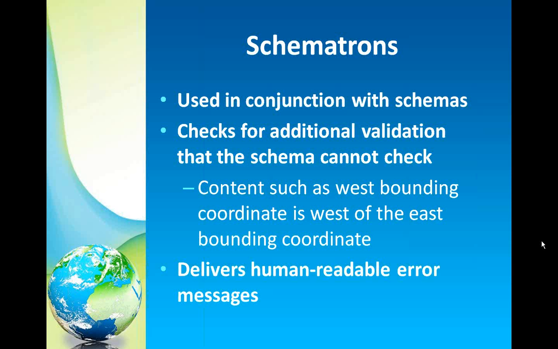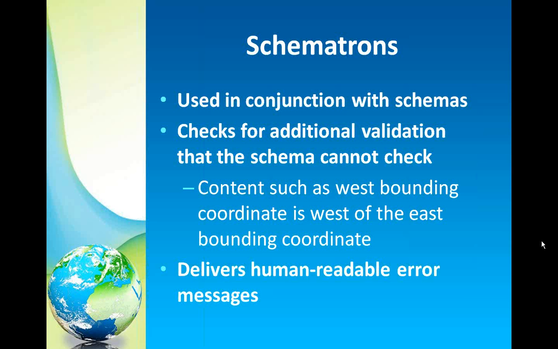So Schematrons are used in conjunction with schemas. They check for additional validation that a schema cannot check, such as the west bounding coordinate really is west of the east bounding coordinate, and it also delivers human-readable error messages. You can customize Schematrons to enforce more constraints.